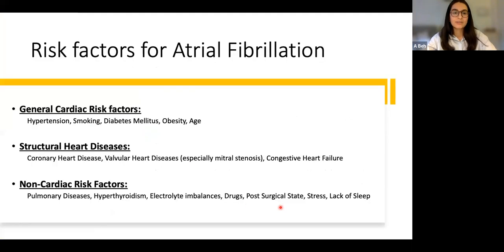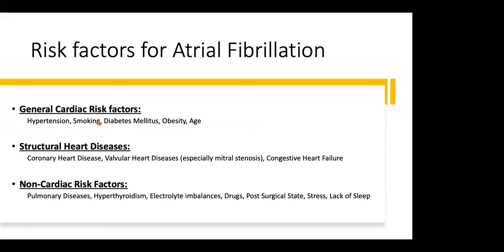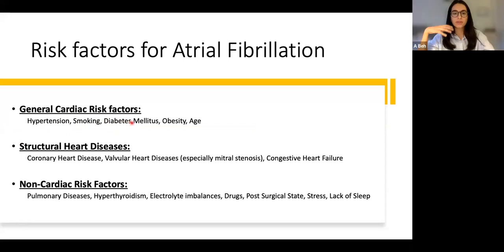So now to the risk factors of atrial fibrillation. Any general cardiac risk factor that we have for any cardiac disease can also trigger atrial fibrillation. So we have hypertension, with patients who have a blood pressure above 140 over 90 millimeters of mercury. We have smoking, diabetes mellitus or obesity, which is called the metabolic syndrome, and also we have age. Age is a very important risk factor in atrial fibrillation.